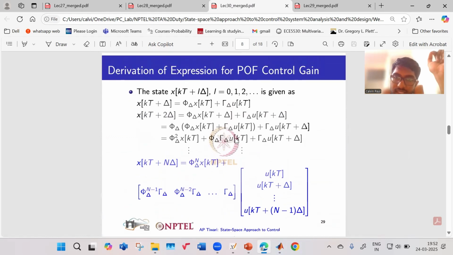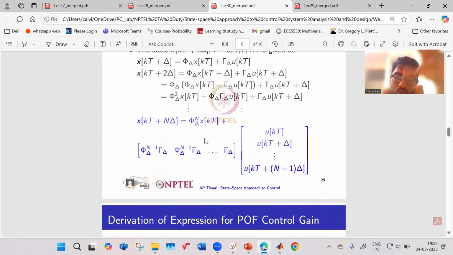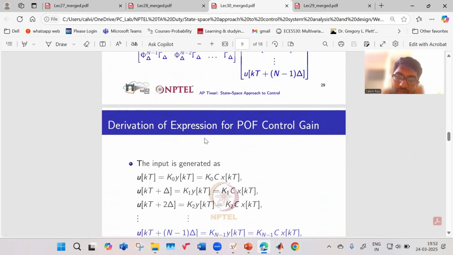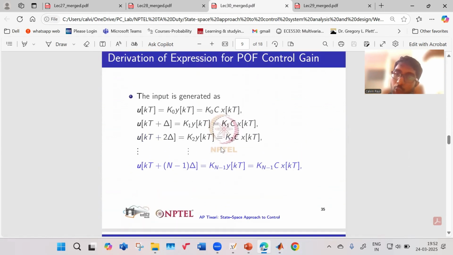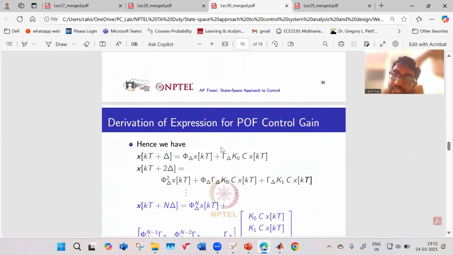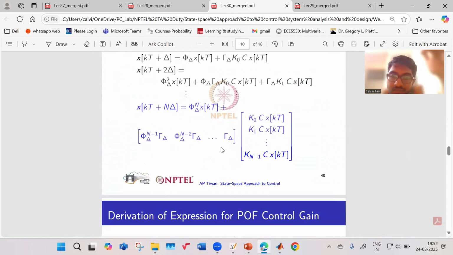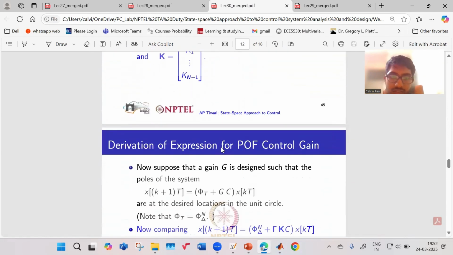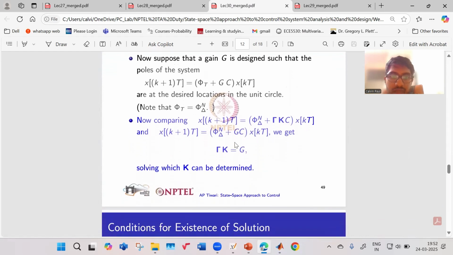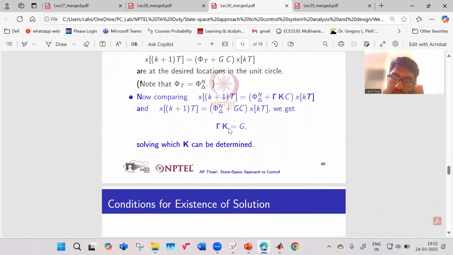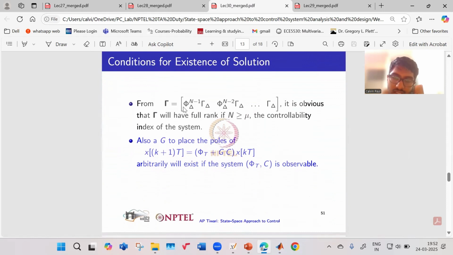These are again the expressions, the computations which are done. This is the input that is generated. The input is periodically varying with time. That's why it is periodic output feedback control, and the gains are changed continuously. So this is the equation. The gain G is designed so that the poles of the system lie within the unit circle, and then we define gamma K equals G. And this is gamma. Gamma will have full rank if n is bigger than mu.